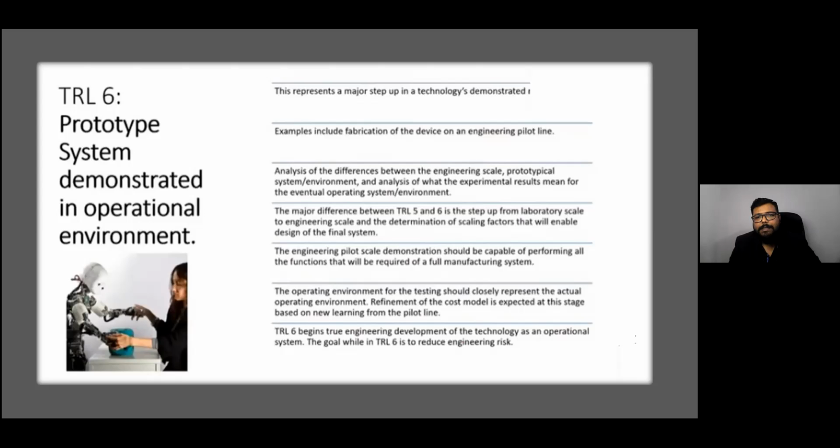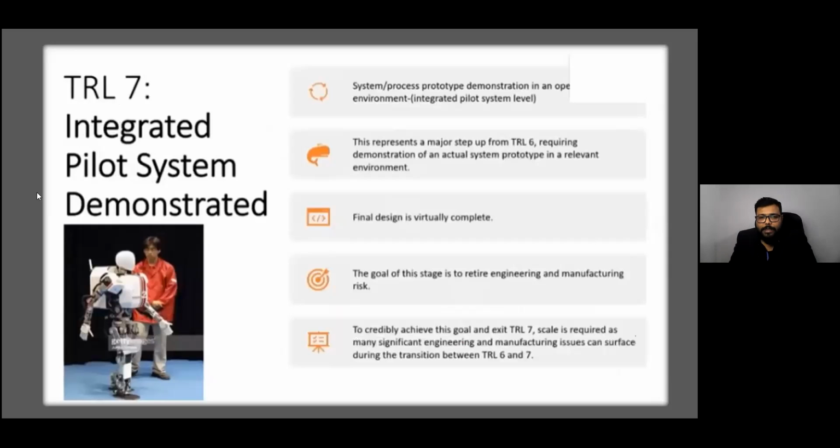Now the seventh one is, once the integrated pilot system is demonstrated, it will be demonstrated to the public or the customer, and checked with the final design, which is virtually complete. So now the final design is complete and the manufacturing work is done. Basically the goal of this stage is to retire engineering and manufacturing risk. After manufacturing completion, this is the 7th TRL. So there is no risk regarding manufacturing. And the next step is TRL 8.